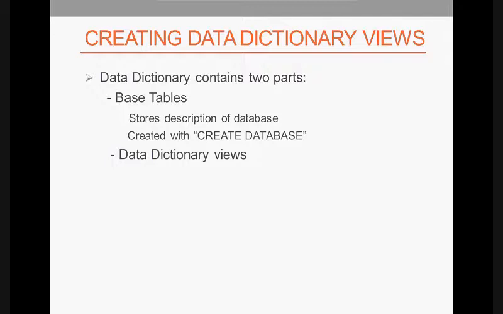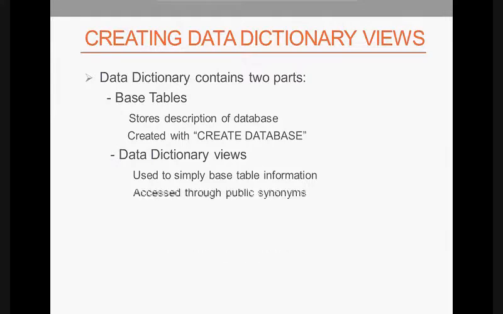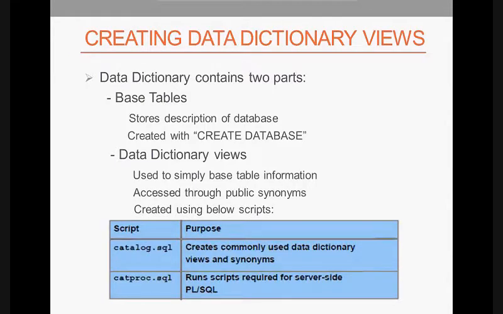Data dictionary views are base table summaries which provide a more useful display of base table information. For example, in the data dictionary views, object names are used instead of only object numbers. These are created by running two scripts after the database is created. These scripts are catalog.sql, which creates commonly used data dictionary views and synonyms, and next is catproc.sql, which runs scripts required for server-side PL/SQL.